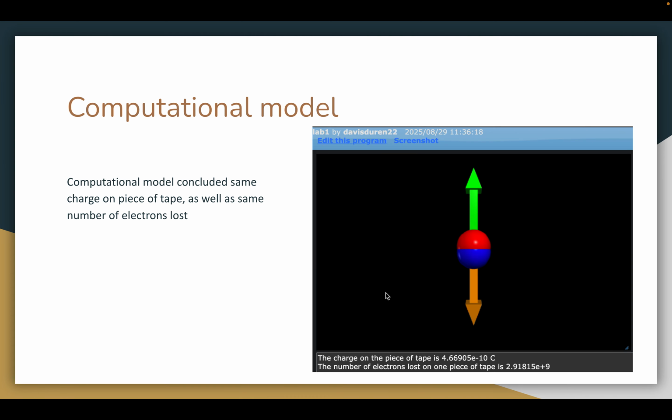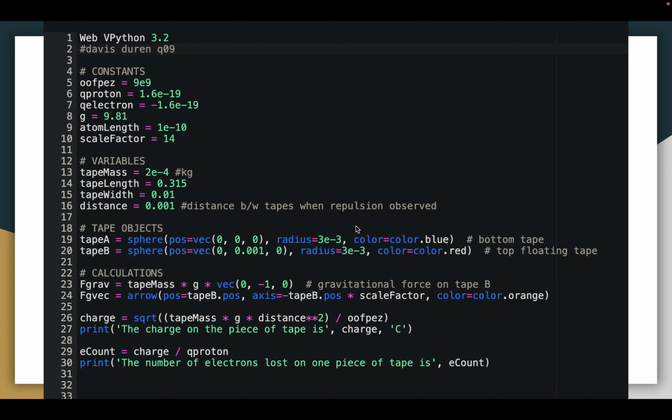So, we performed a computational model of this situation, and the computational model concluded the same charge on the piece of tape at 4.6 times 10 to the minus 10 coulomb, as well as the same number of electrons lost. If you are interested, here is the code. The important parts here are computing the charge on the tape as well as the force of gravity.